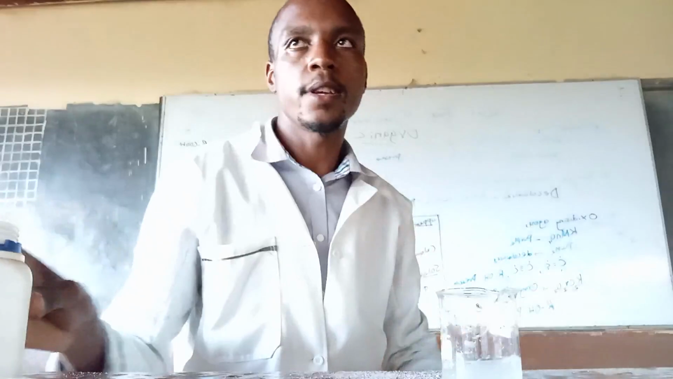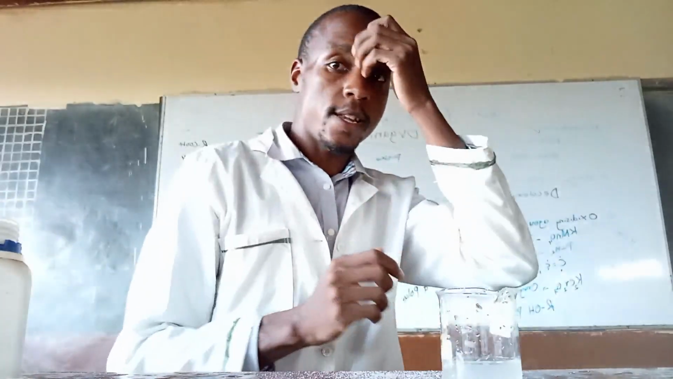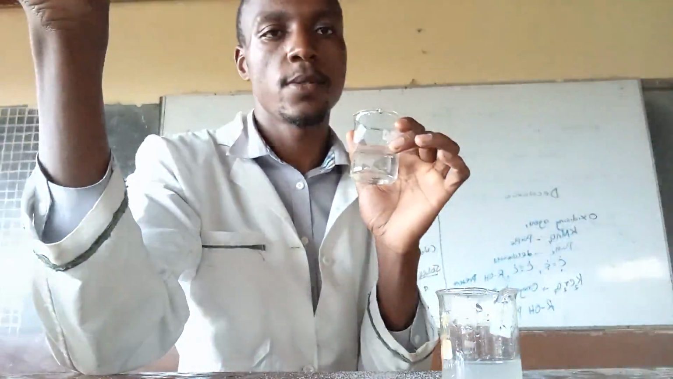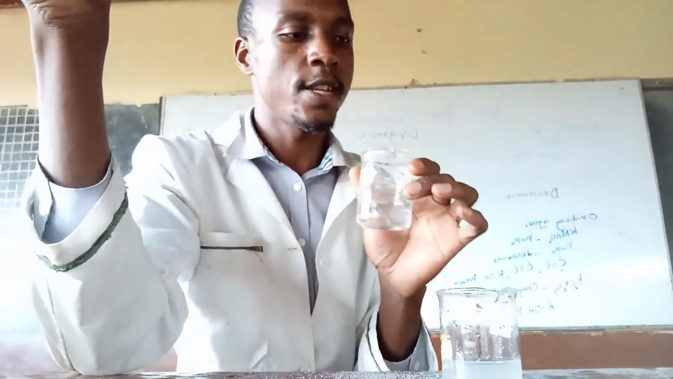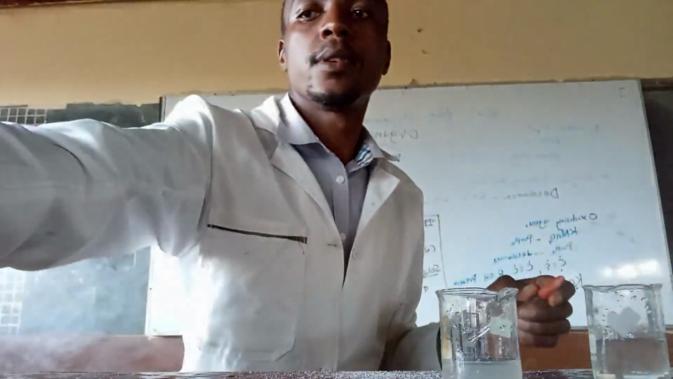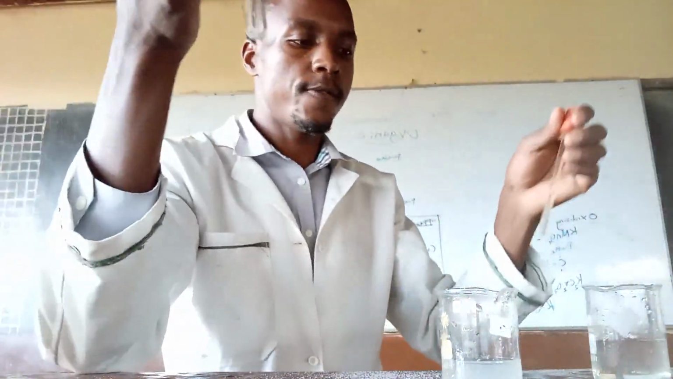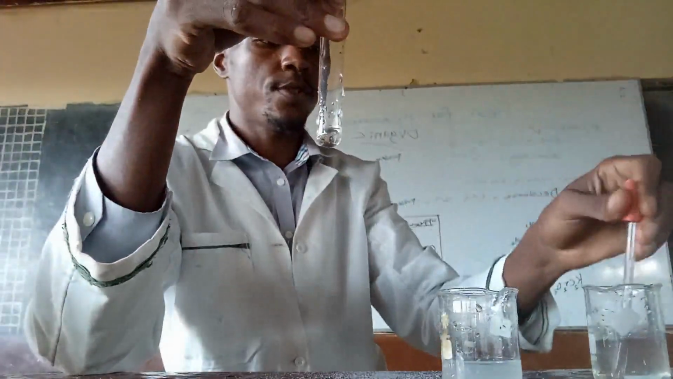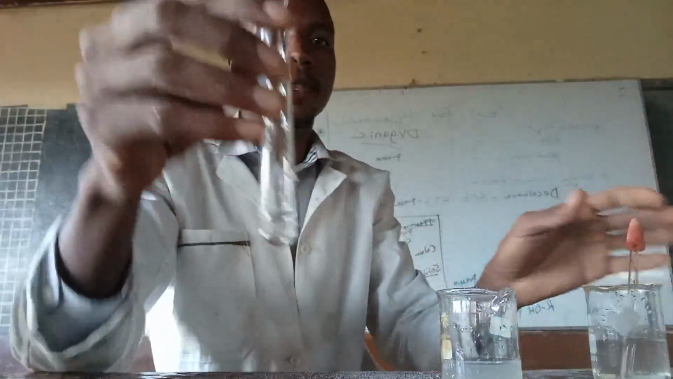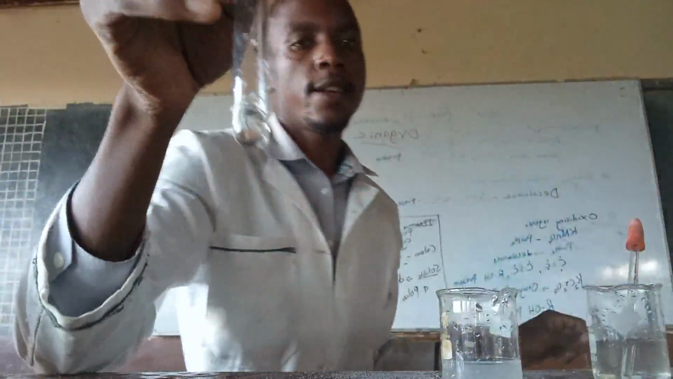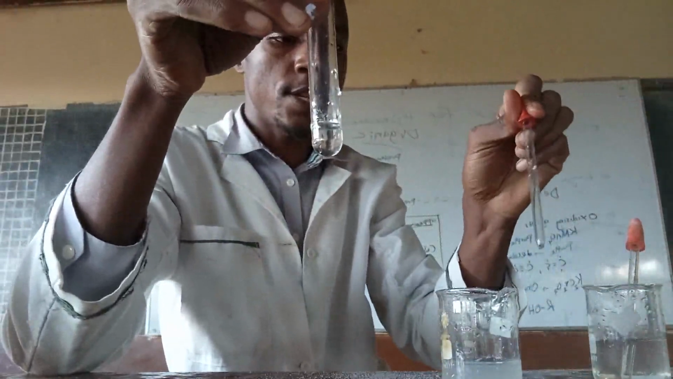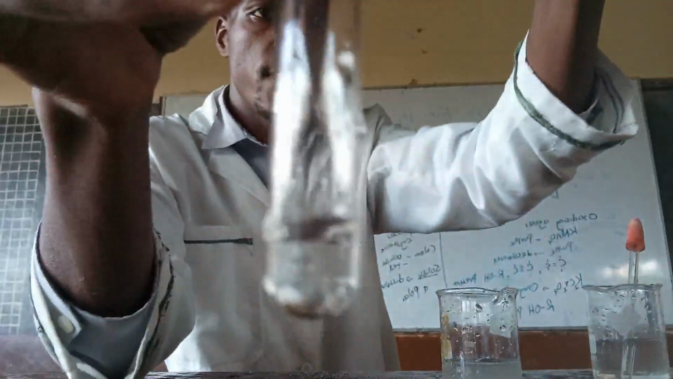So my barium nitrate is ready, and we wish to test if there is the kind of anions which are in here. So into my portion, I have my portion here, and about 3 drops of barium nitrate. So I add them here.